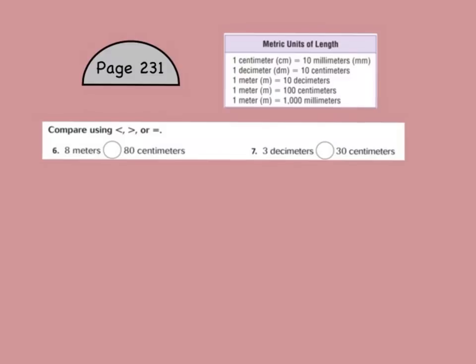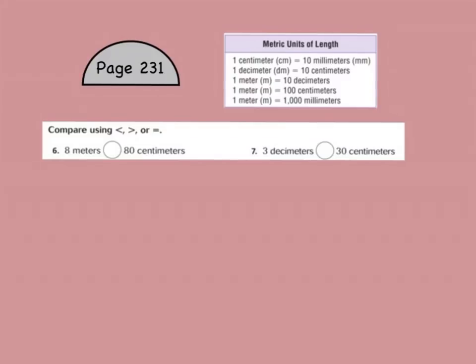And as we continue on, we're still looking at page 231. Now that's going to change soon, so make sure you're paying attention. Page 231 is where we still are, and we're going to compare using less than, greater than, or an equal sign. If you take a look at number 6, we really can't compare them because they're in different metric units of length. I have 8 meters on the left and I have 80 centimeters on the right. So we have to change this.